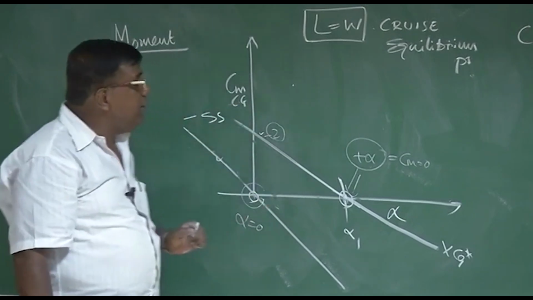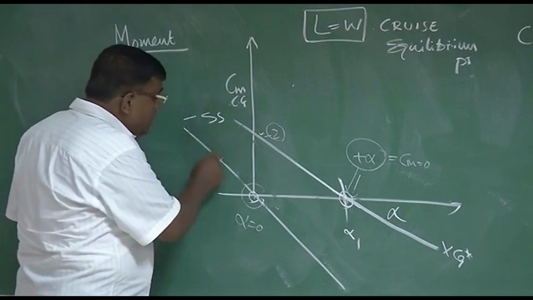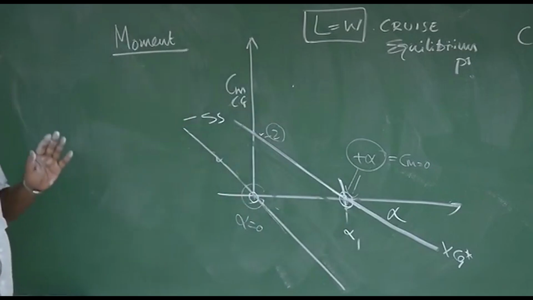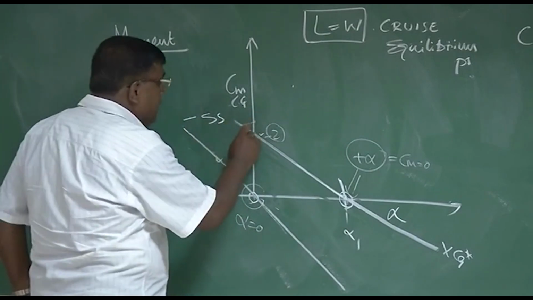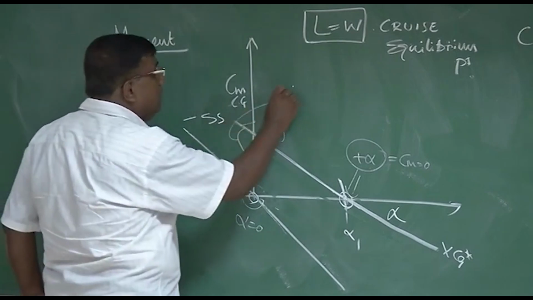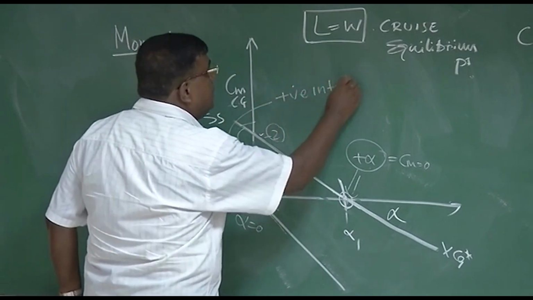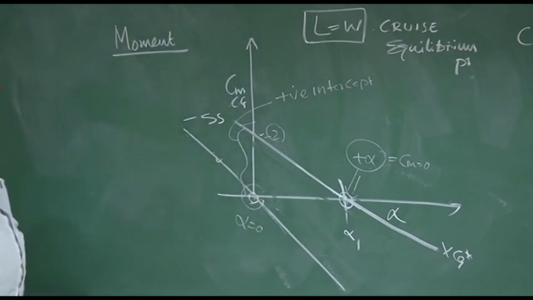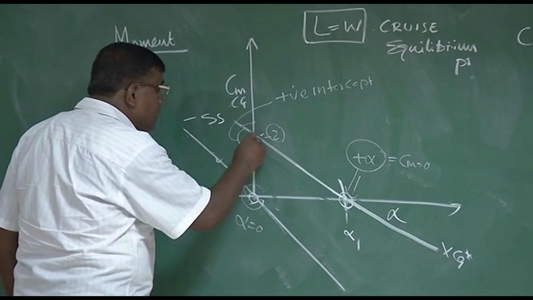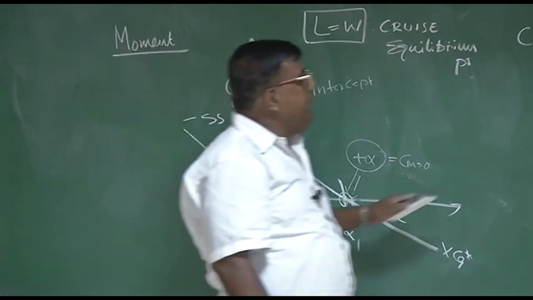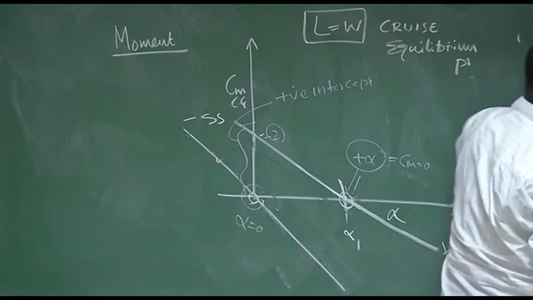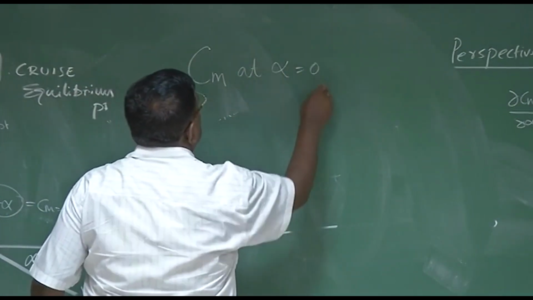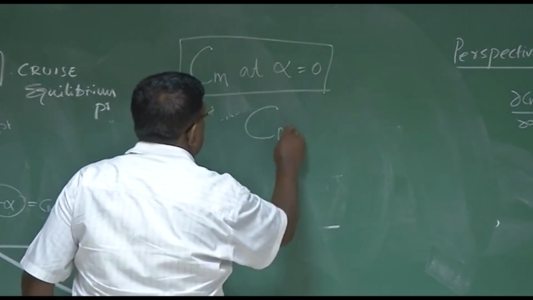So graphically, what is the difference? The difference is, although these two straight lines have the same slope, their intercepts are different. That is, this line has a positive intercept, whereas this line is passing through the origin. This positive intercept, whatever you are seeing here, I can write for representation. It is Cm, the pitching moment coefficient, at alpha equal to 0. Or notation-wise, it is written as Cm naught.